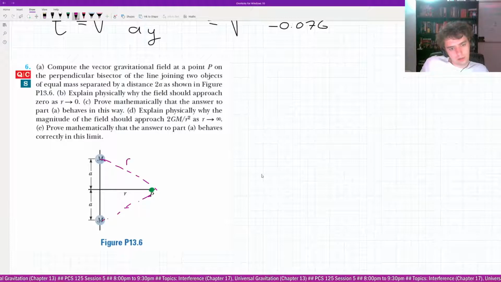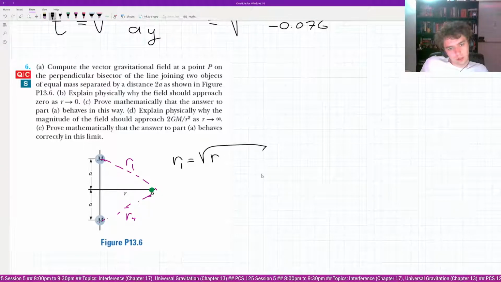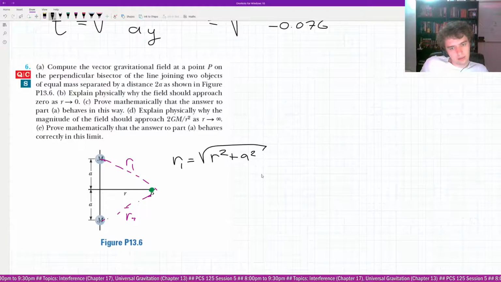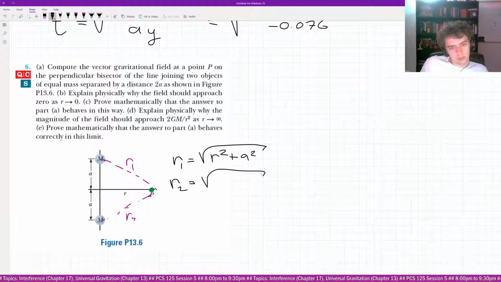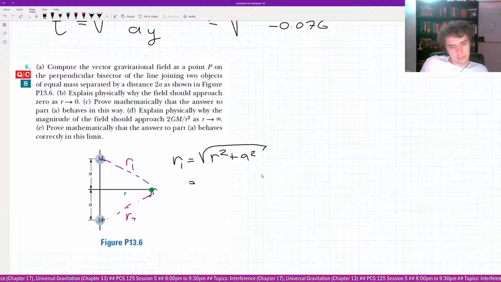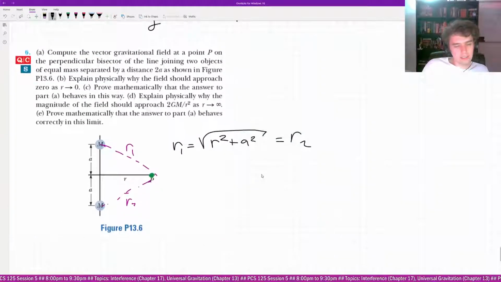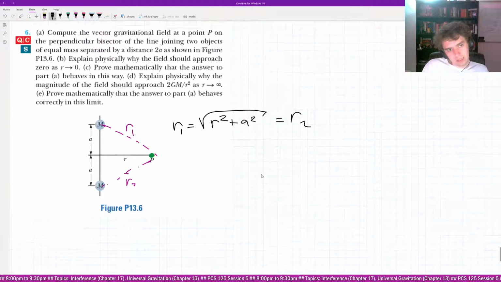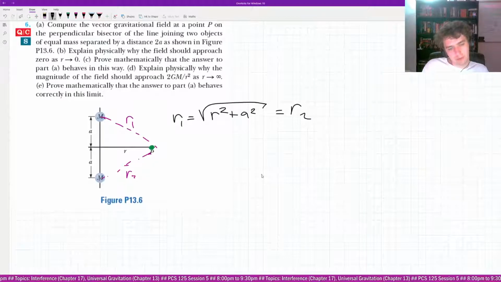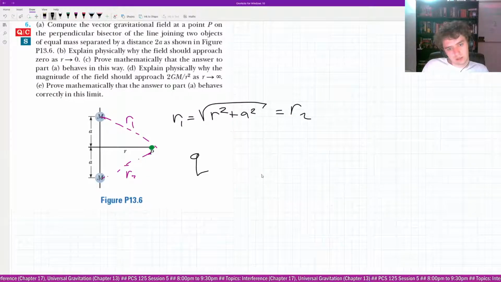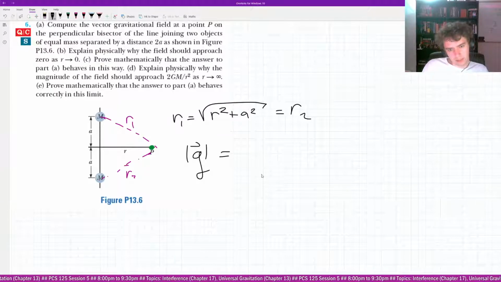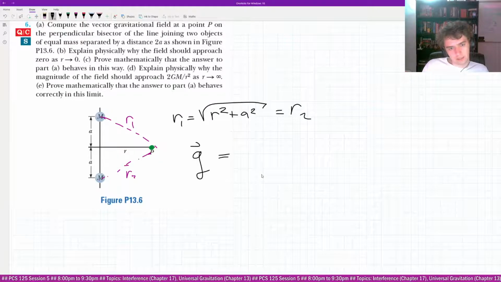So I'll call this one R1 and R2. R1 is the square root of r squared plus a squared, and R2 is also the same thing. So now that we have those distances, the vector gravitational field at point P is going to be, so the gravitational field as a magnitude, we're only talking about magnitude here. No, it can't be. I want that as a vector.